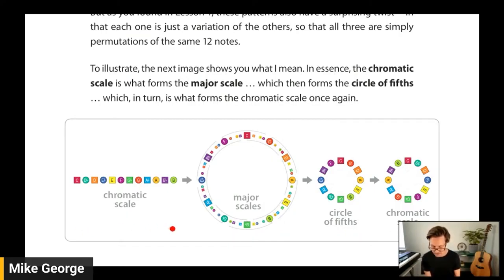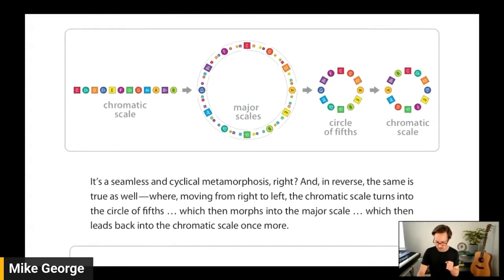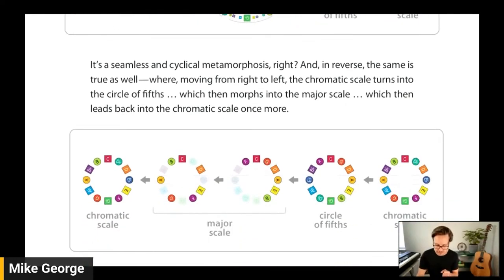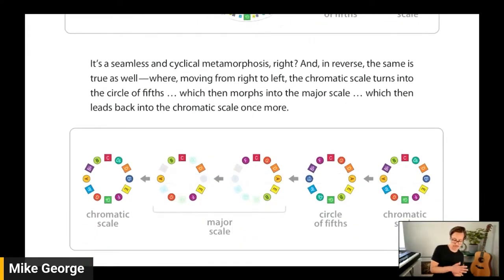So from left to right here, the chromatic scale leads to the major scales, which form the circle of fifths, which can be arranged into the chromatic scale. So it just keeps on rearranging the same 12 notes. You can notice here, and the colors and the shapes highlight this fact, that all of these different rearrangements are just using the same 12 notes. We're reducing, reusing, and recycling when it comes to music with just the same 12 notes. It's a seamless and cyclical metamorphosis, right?